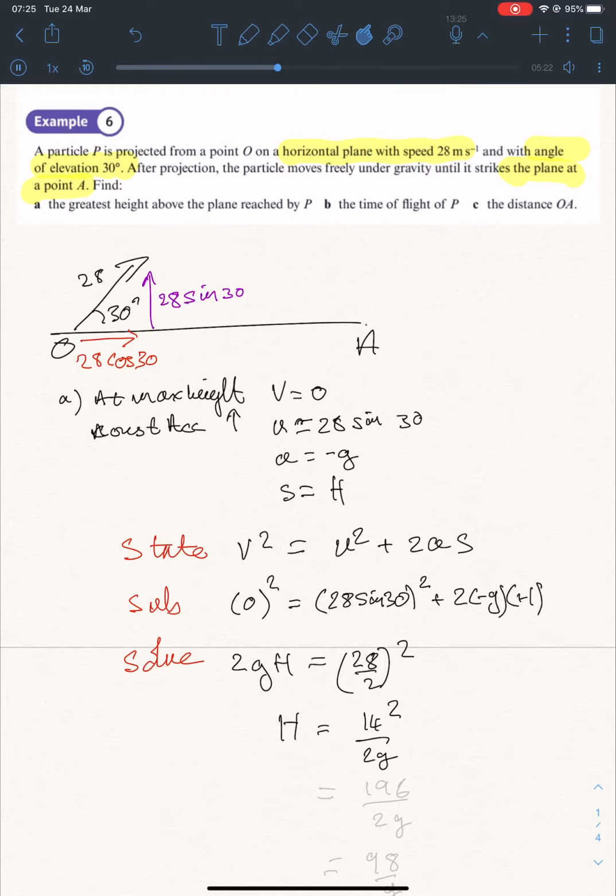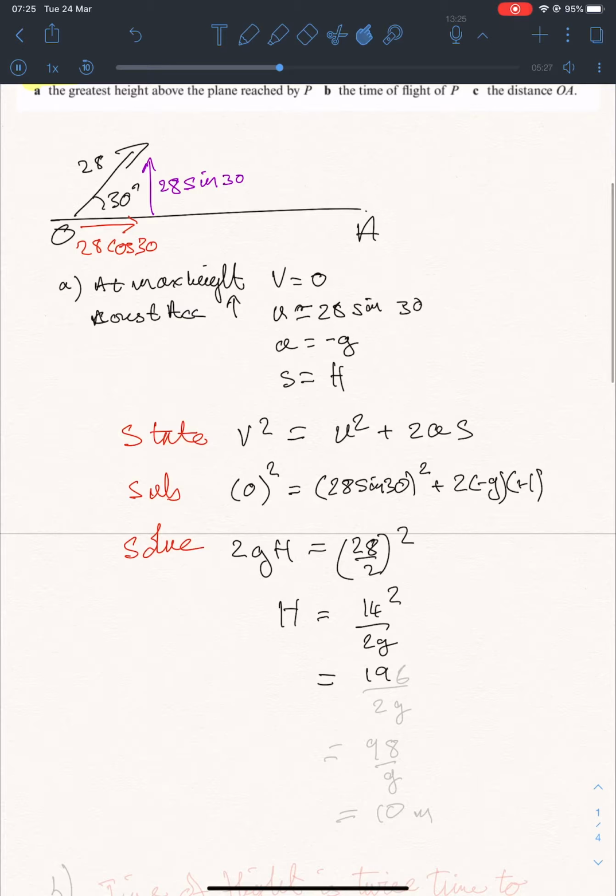So 14 squared, 196 over 2g. Whoops, I said 198, that's 196. Getting the right things going, having to learn to use a new piece of software. So that's 196, so that's 98 over g, which we know is 10 meters. So that's part A complete.